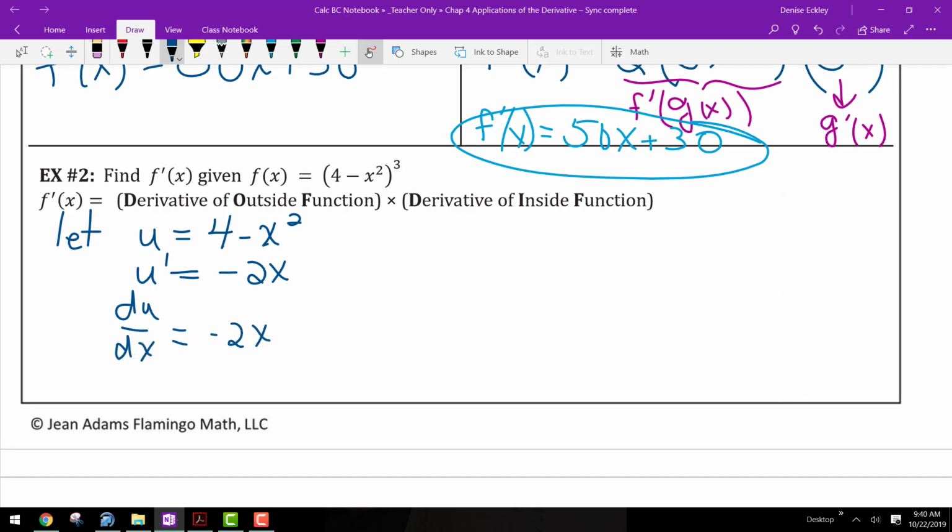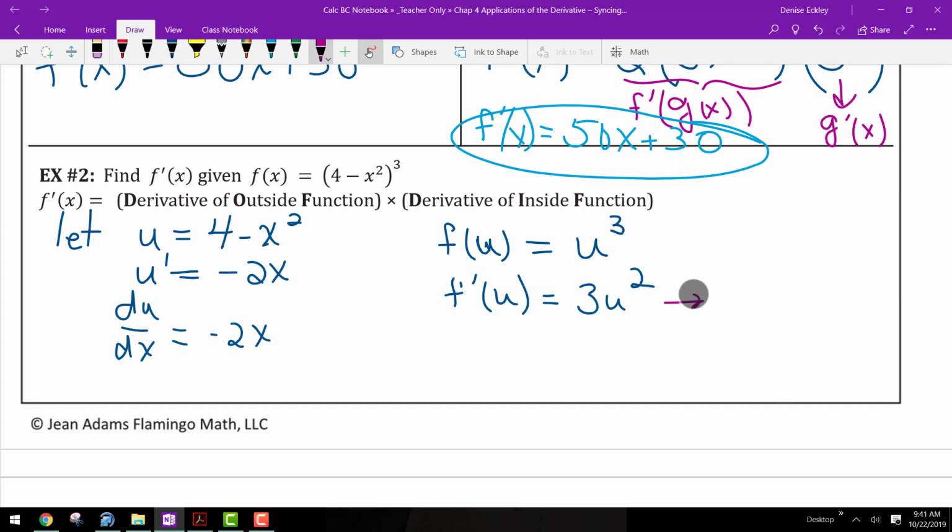Now we're going to substitute that into the function. So now we have f of u is going to be u to the third power. And now we're going to take the derivative of that. So f prime of u is going to be 3u squared. At this point, you substitute back in everything you have, except I didn't do the whole derivative. It's 3u squared times u prime. Okay, so now we substitute everything back in.